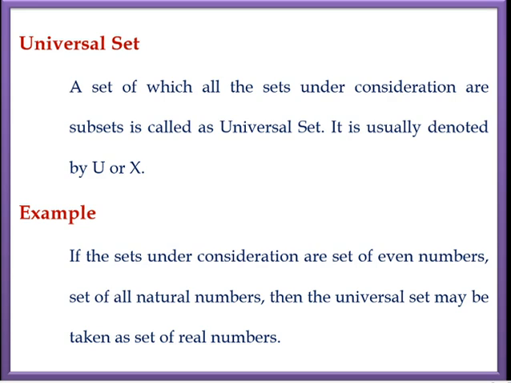I'll give another example. Suppose A is the set of all colleges in Pune, set B the set of all colleges in India, set C the set of all colleges in Asia, and if I define set X as the set of all colleges in the world, then clearly the set of all colleges in the world is what? It is the superset of all these sets and is called the universal set.